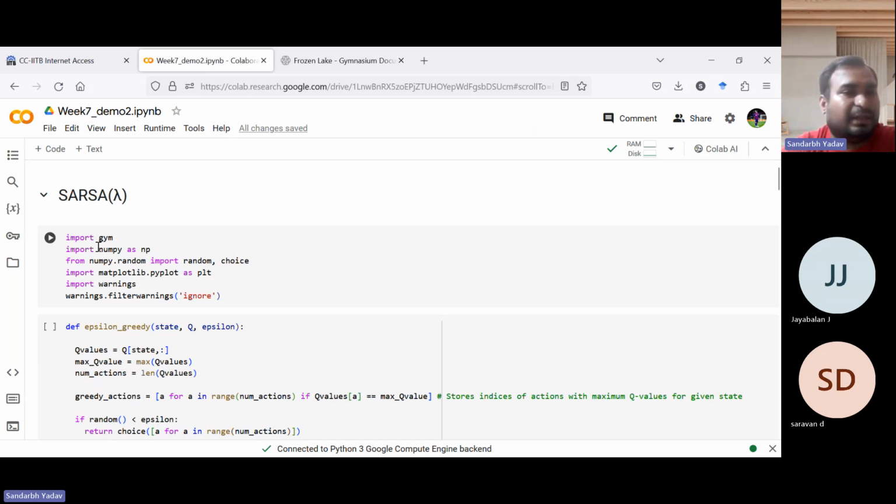So this is imported here, we imported gym. Then we have NumPy, random, matplotlib for plotting, and warnings.